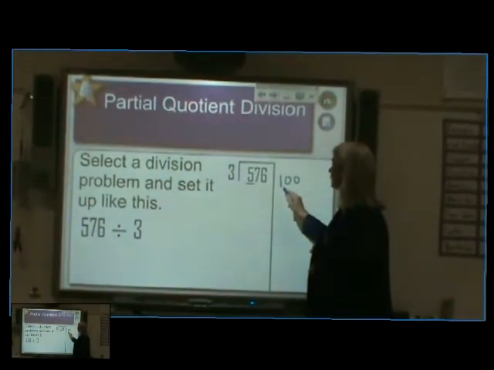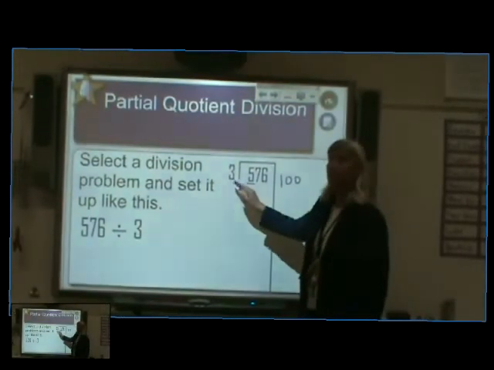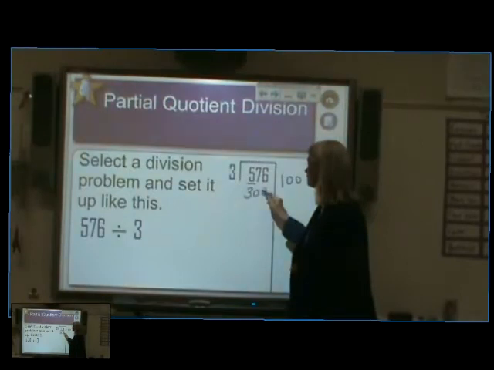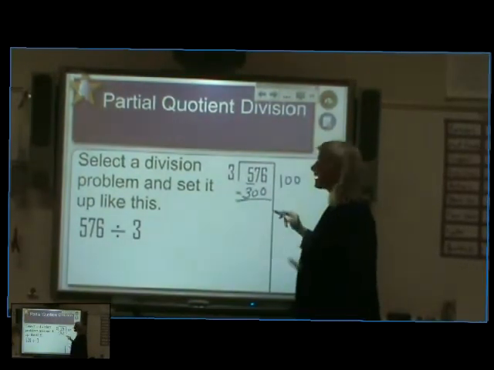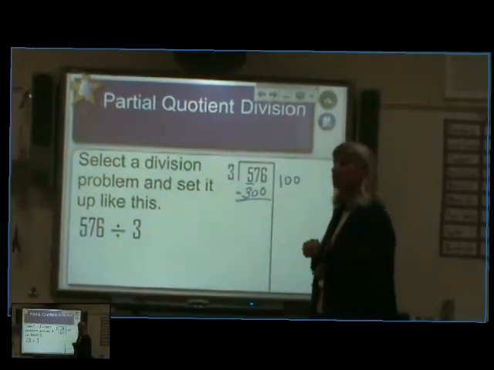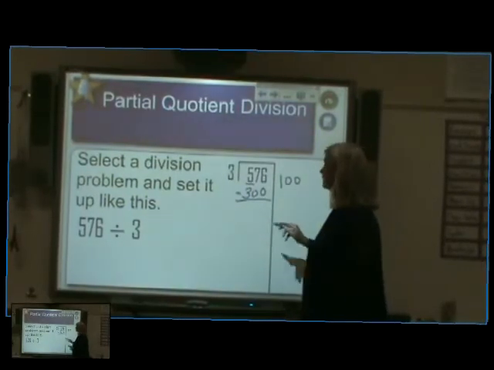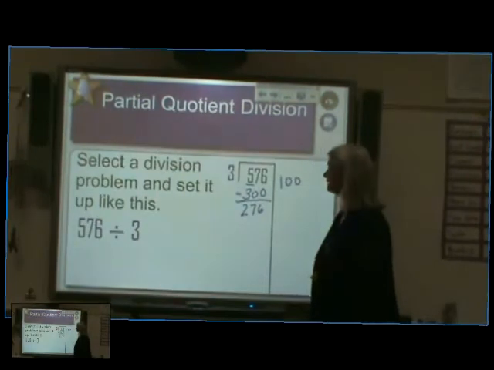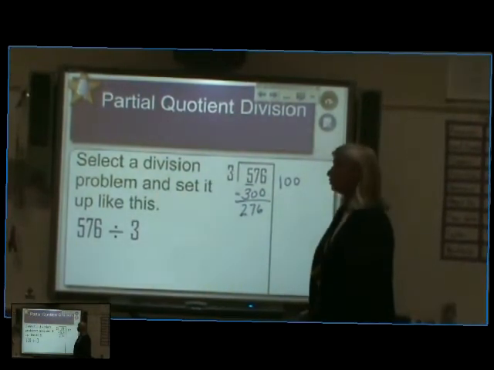Then we have to multiply the 1 times the 3 to tell us that we've used 300 of our 576. So we are now going to subtract that from the 576 to tell us how many we have still left to share. And we have 276.